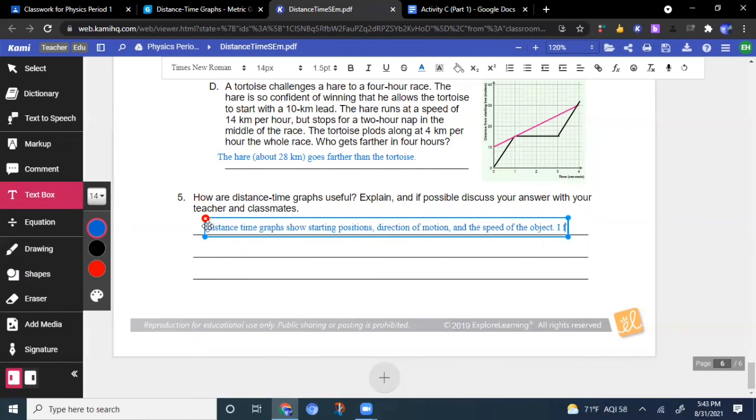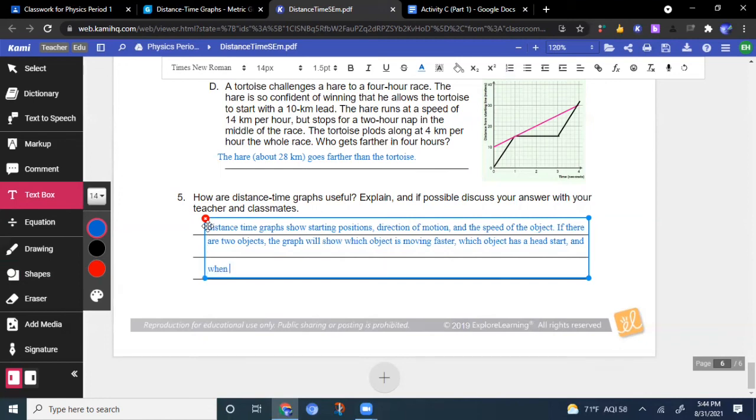If there are 2 objects, the graph will show which object is moving faster, which object has a head start, and when, and where for that matter, the 2 objects cross paths.